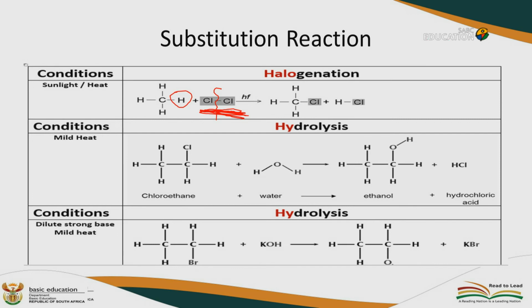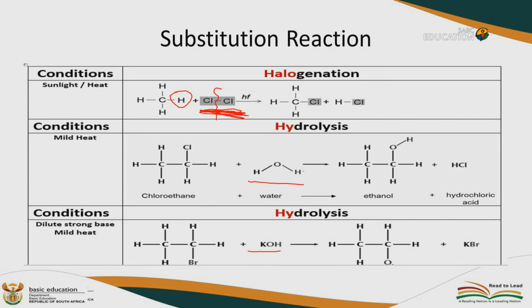Now, this halogen that is formed, all the halogens that are formed, you can now add water. You can substitute now using water, or you can substitute using potassium hydroxide, which is our dilute strong base. So we are saying two reactions that can take place from our chloroalkane that we got from the first reaction, which is halogenation. It is your hydrolysis reaction. So we're saying there are two hydrolysis reactions that we are looking at. We are using water and mild heat. We can use potassium hydroxide and mild heat.